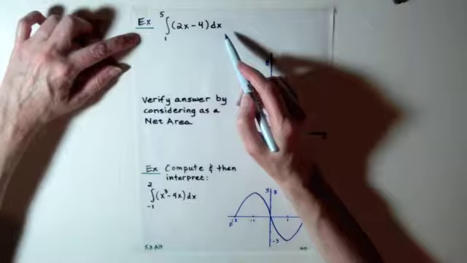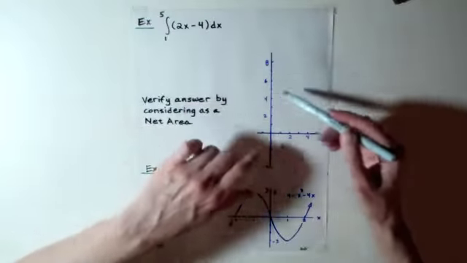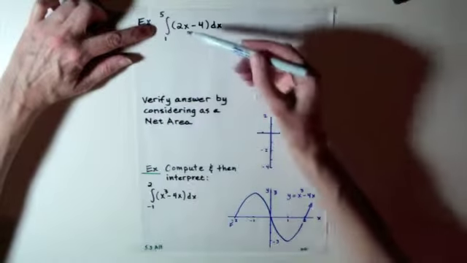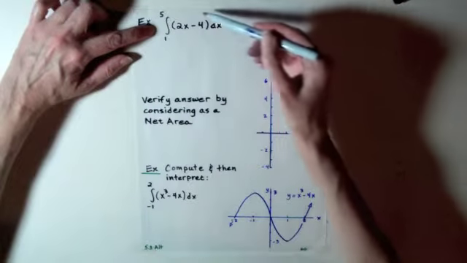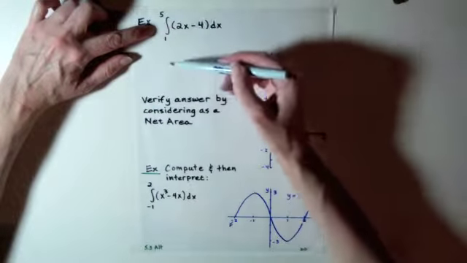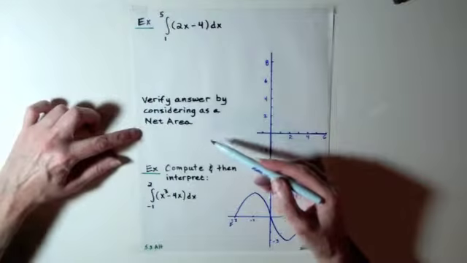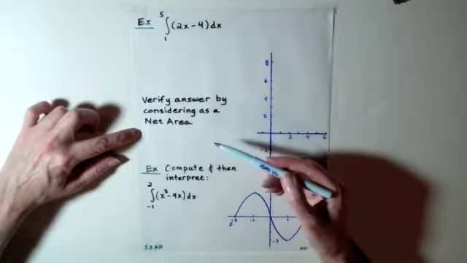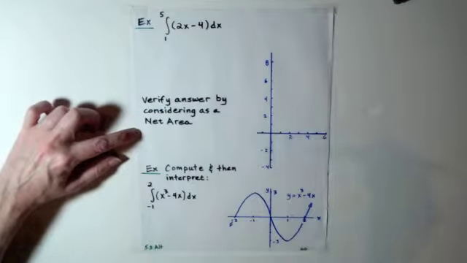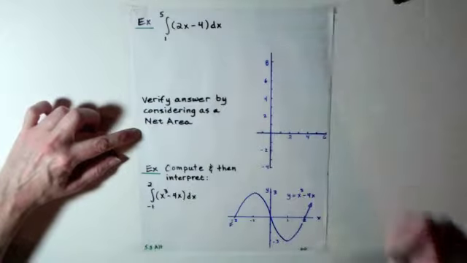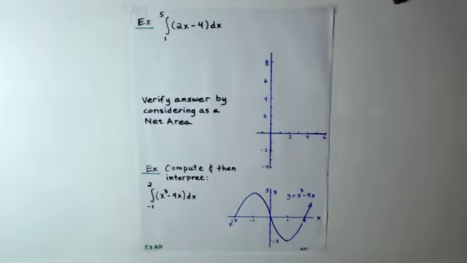But when you're done with that, try to think about the picture that would go along with this function, y equals 2x minus 4, and try to verify the answer that you got up here by thinking of it as a net area. And I think once you graph this thing, you'll be able to see exactly what I mean when I say consider it as a net area and verify your above answer. If you get stuck, just restart the video and we will go through it together.